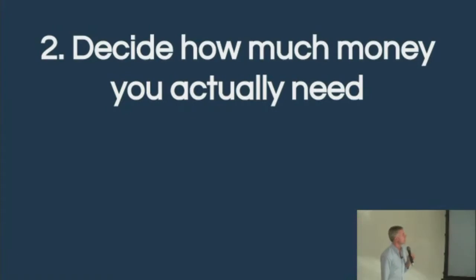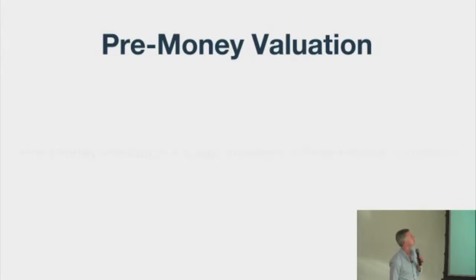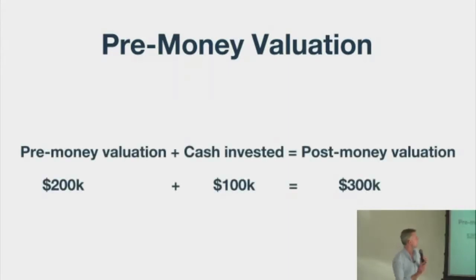All right, so part 2 is to decide how much money you actually need. And you want to work backwards. What do you need to get to the next round, which is essentially the next step on the ladder, the next rung on the ladder? And so we talked about this equation: pre-money valuation of 200K, cash invested 100K, post-money valuation of 300K, simple addition.